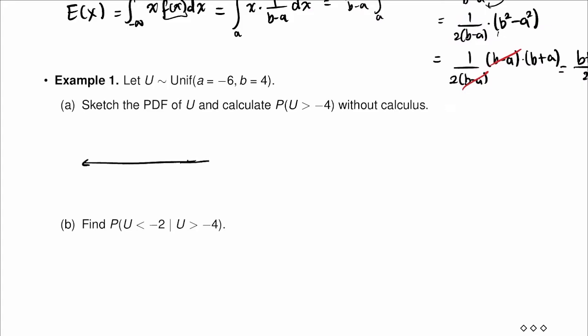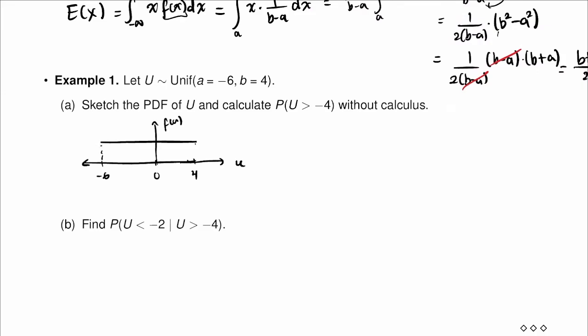So we have that our values u are between, let's say we have 0 here, and this we have the PDF of u, and we have the values -6, let's say we have -3, we have 4 over here. So the PDF will look like something like this.